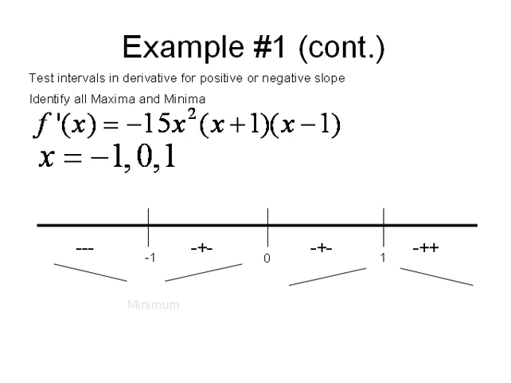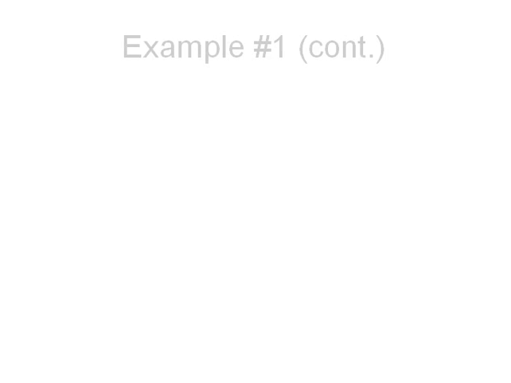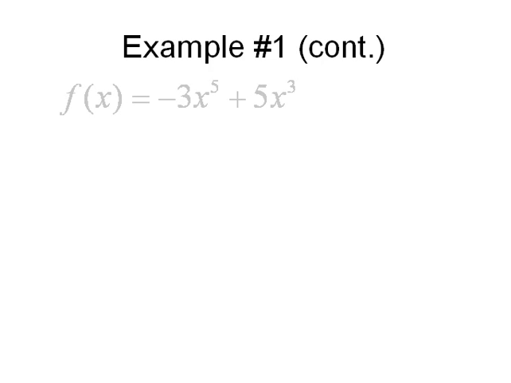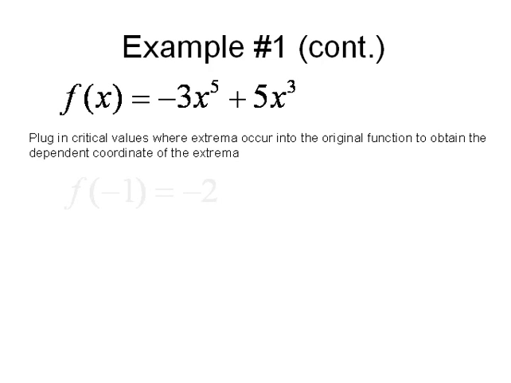Our rules for extrema show that a minimum occurs at negative 1 and a maximum occurs at 1. Notice how nothing occurs at 0. Plug in critical values where extrema occur into the original function to obtain the coordinate of extrema. F of negative 1 is negative 2. F of 1 is 2.